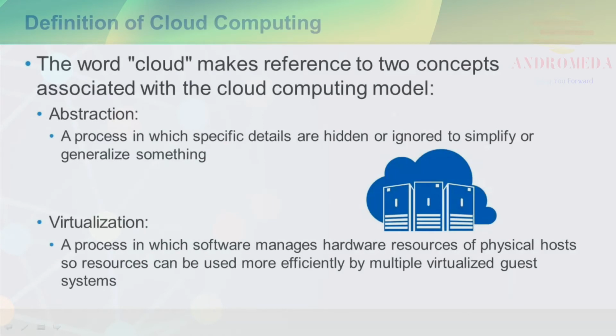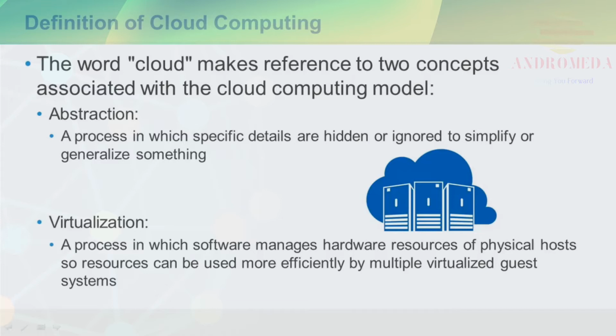So the term itself, cloud, makes reference to two concepts at the end of the day. This abstraction, which is a process in which specific details are hidden or ignored to simplify or generalize something. And the website that I just spoke of is a perfect example of that in the location of the server. The customer does not care, or at least should not care, where the physical server resides. They are accessing it over the internet. So it doesn't matter where they are. It doesn't matter where the server is. So there's no reason for that to really even be considered.